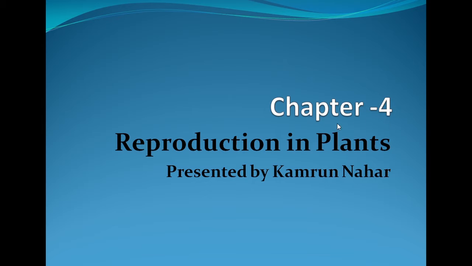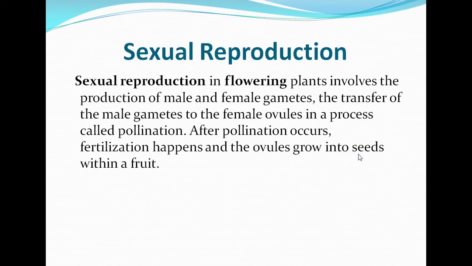Today I am going to discuss chapter 4, reproduction in plants. Now, sexual reproduction. Sexual reproduction in flowering plants involves the production of male and female gametes, the transfer of the male gametes to the female ovules in a process called pollination. So, flower is an important organ of plant for sexual reproduction. After pollination occurs, fertilization happens and the ovule grows into seeds within a fruit.